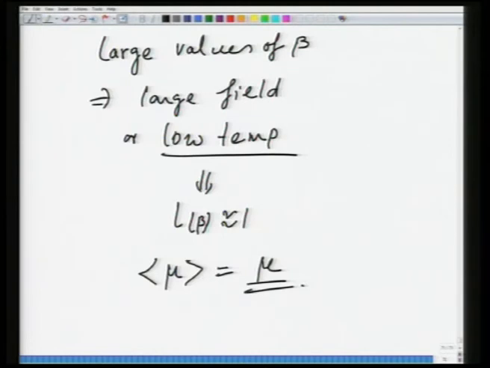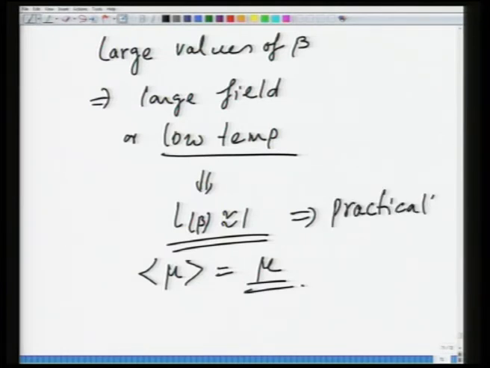So, that is fantastic. This is theoretically correct, but this situation is not practically feasible. L(beta) equal to 1 is not practically achievable, because a large enough field means we are talking of very high fields, and low temperature means temperature closer to 0 K. So, practically unfeasible.